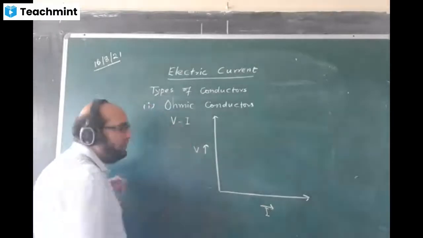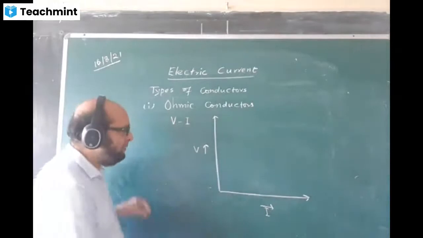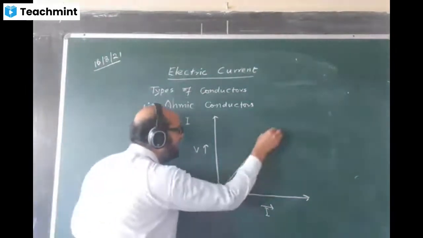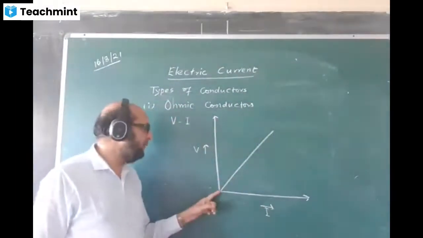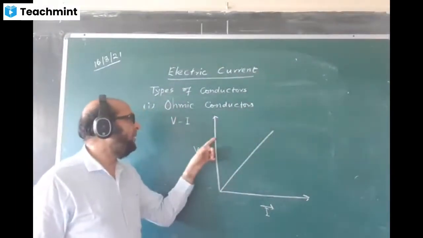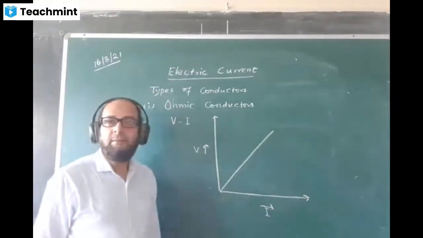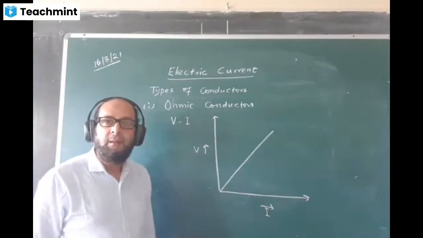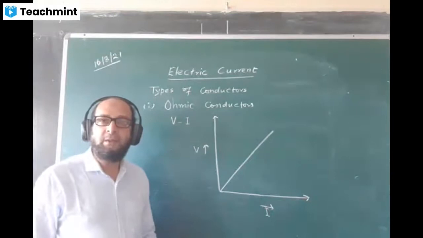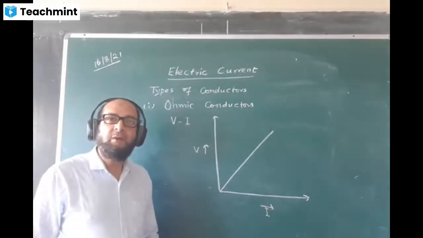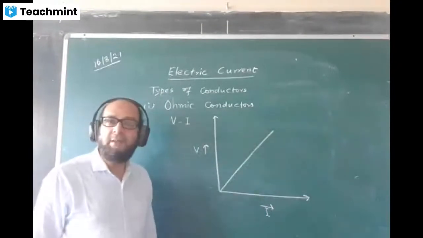So they are directly proportional. We know that I is directly proportional to V. The graph will come in the form of a straight line like this. It can start from anywhere, from this point, or from here, but it will be a straight line going upward. So this is the graph for ohmic conductors. That is why this conductor is also known as linear. Linear is a straight line conductor. The graph is represented by a straight line.